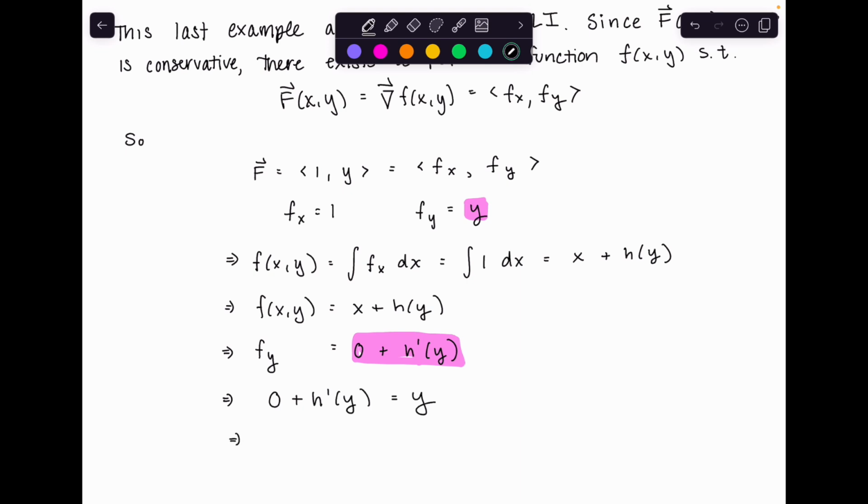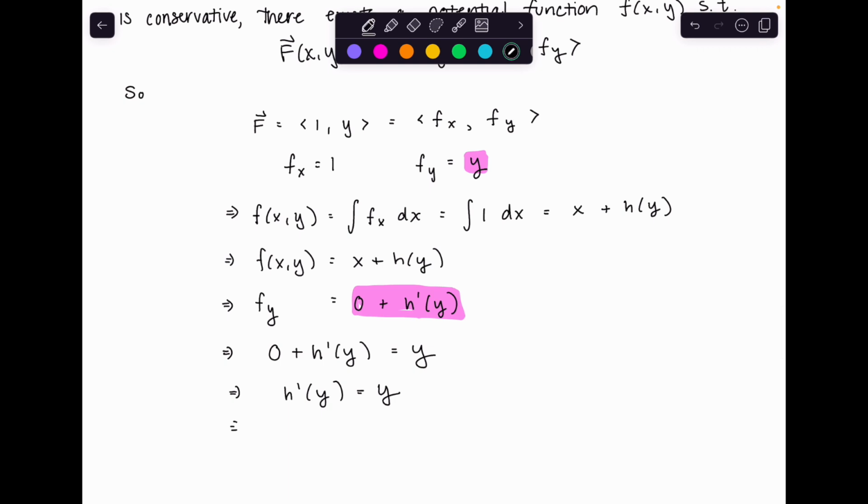And that tells me that h prime of y is y. So if I want to find h of y, I go ahead and integrate this with respect to y, which gives me 1/2 y squared. And now here is where I get that constant. Again, we don't use c because we use that to represent a curve, so we tack on a plus k here.